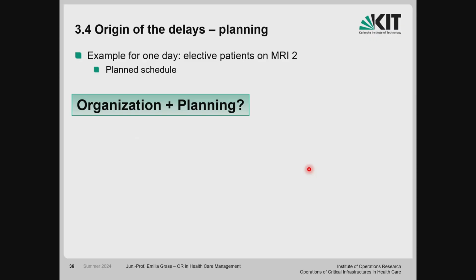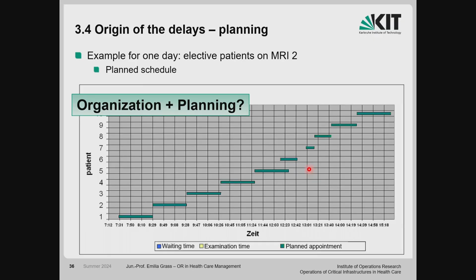So again, the question is whether there are some kind of organizational planning issues. What they checked was the planned schedule made by the clinic. Do you see something strange or striking? This is how they planned the schedule. Would you say that's optimal? Yeah, please.